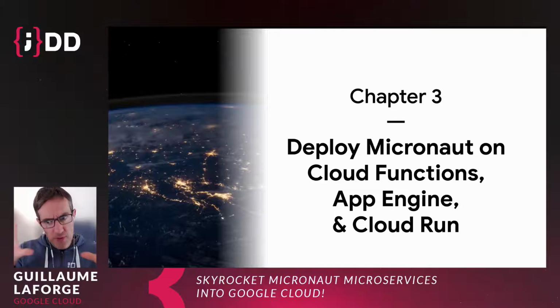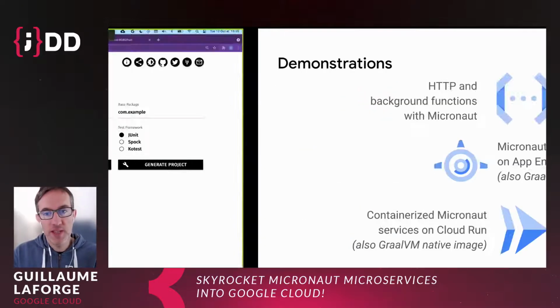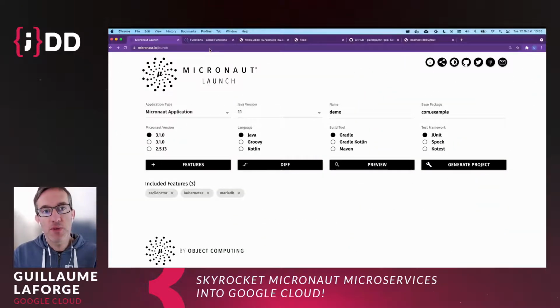All right, so that was a quick intro to those serverless solutions on Google Cloud. Now it's time to have a look at how to create functions, apps, and containers with Micronaut, and how you would deploy that into App Engine, Cloud Functions, and Cloud Run. So let's switch to this screen. Okay.